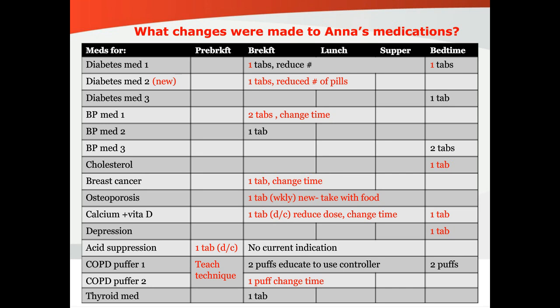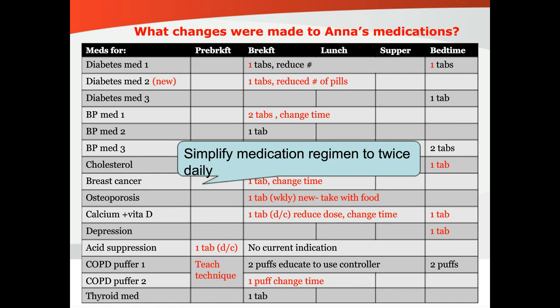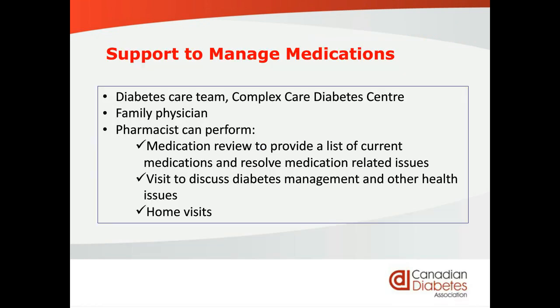So what we did was reduce her pill burden from 20 pills a day to 14. And the medication regimen was simplified to twice a day instead of spread out 5 times a day. So working with the medication regimen is very important. So where do we get help to do that?